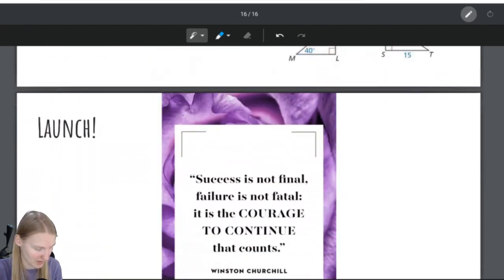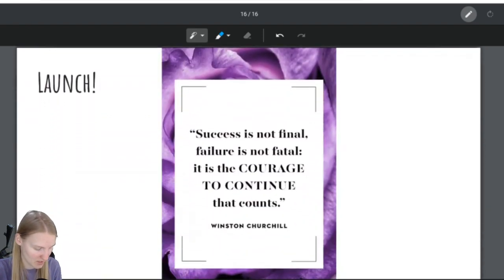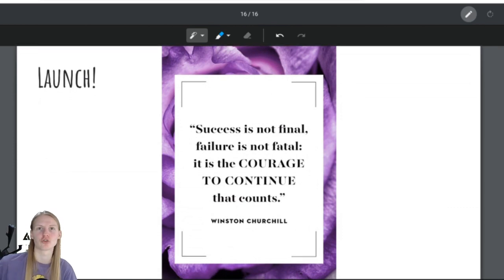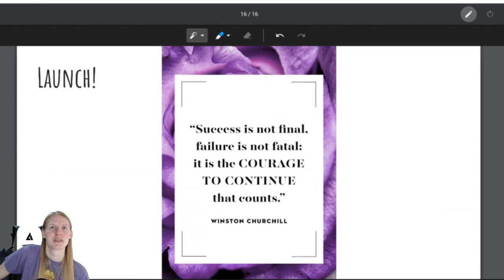But the last thing I have for you today is your launch. Your launch is from Winston Churchill. It says, "Success is not final. Failure is not fatal. It is the courage to continue that counts." So let's unpack that. There's a lot there.